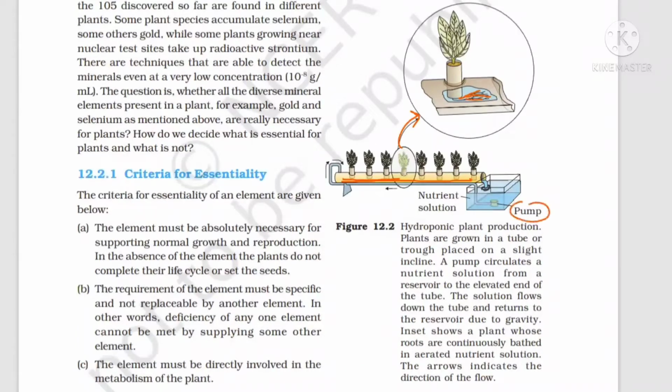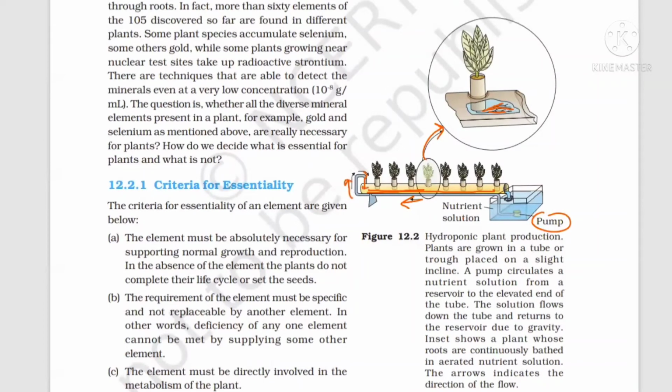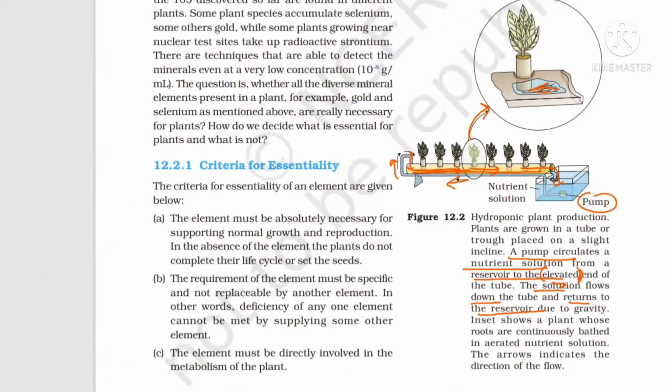So the pump is used to send the nutrient solution up. Focus, beta. The pump sends the nutrient solution up, finally entering into the pipe, and from the pipe it goes in this direction and finally drains out. Is it clear, beta? So the pump will circulate the nutrient solution from the reservoir to the elevated end. That is why I'm saying it is tilted, because it is going to the elevated end. I hope you are understanding what elevated means. The solution will flow down because it is tilted, so from up it flows down and returns to the reservoir due to gravity.